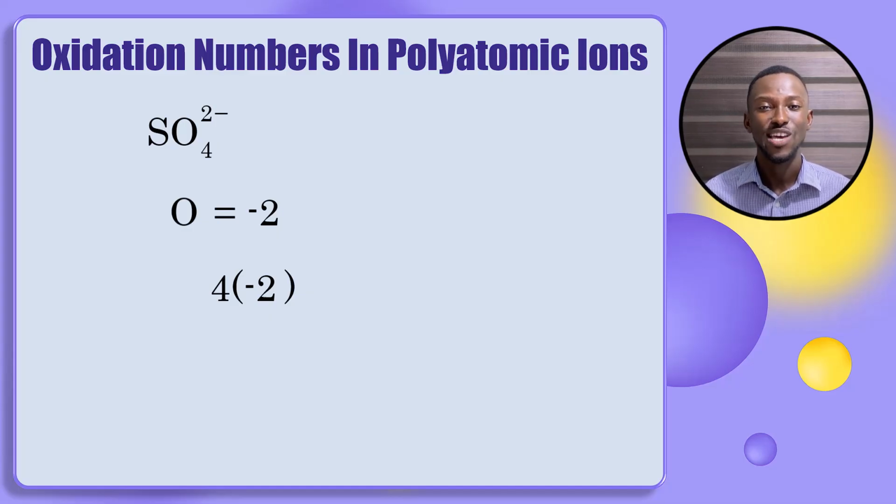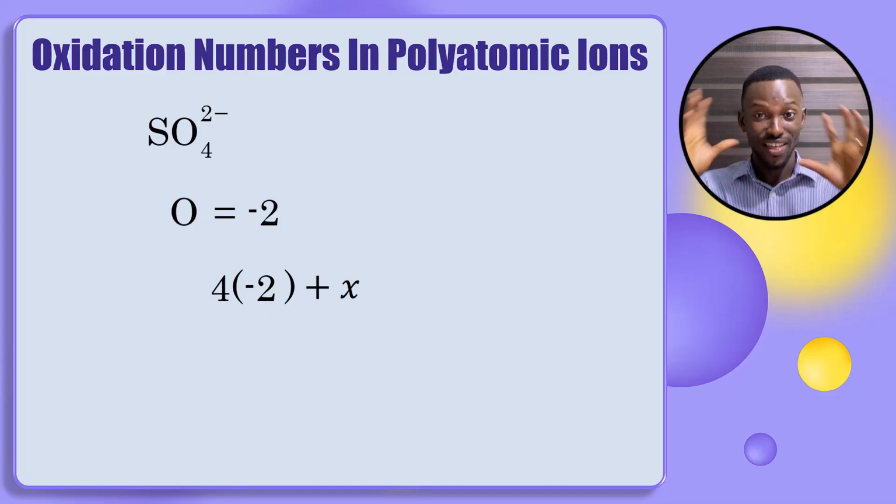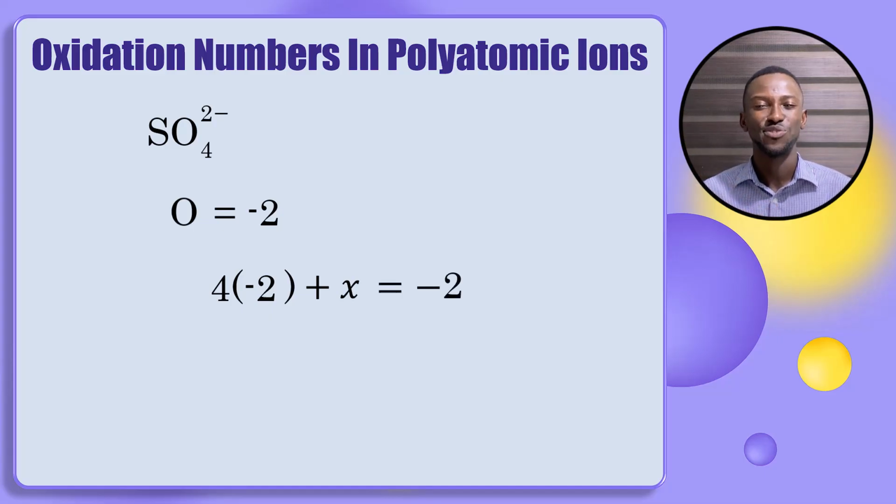Now we are looking for the oxidation state of sulfur, which is the unknown. So let's represent it with an alphabet. In our case, we are using X. So 4 times -2 plus X will be equal to something. That something is the oxidation state of the entire ion. And take note, the oxidation state of this entire ion is the charge of the ion. And the charge of this ion is -2. So 4 times -2 plus X is equal to -2. This -2 is the charge of the entire ion.